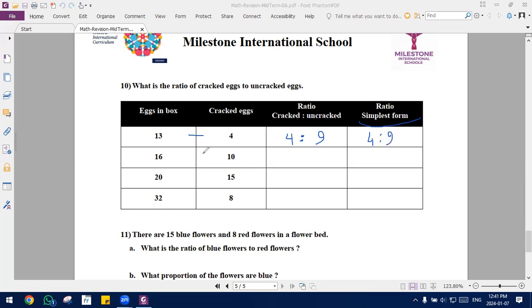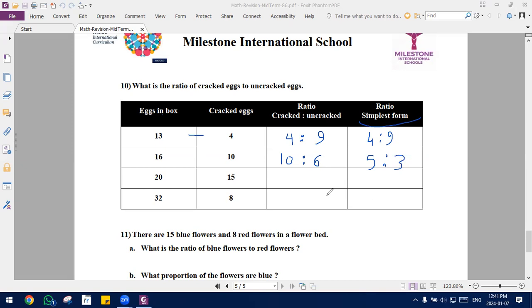Now, 16 eggs, 10 of them cracked. So how many of them not cracked? Yes, it's 16 minus 10, which is 6. Now, can we simplify? Just similar to the fraction. We divide them by the same value. 10 and 6, both of them can be divided by 2. 10 divided by 2 is 5. 6 divided by 2 is 3. Now we check, can we simplify more?